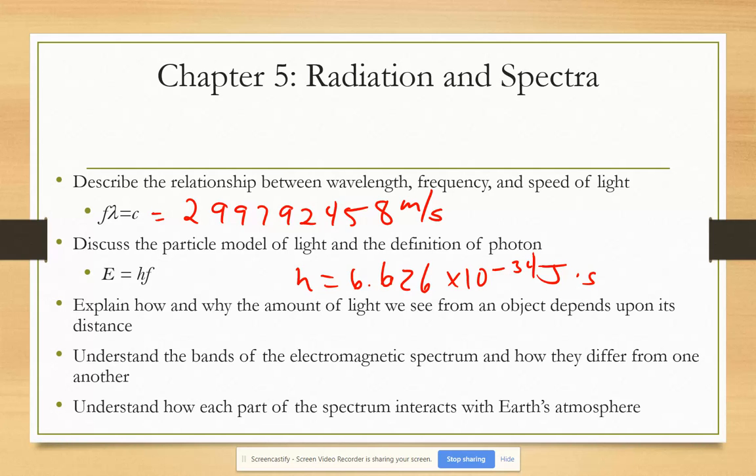All right, the difference between light we see from an object with distance. I'm not sure that I talked about that, but I think I did, and it's very simple.